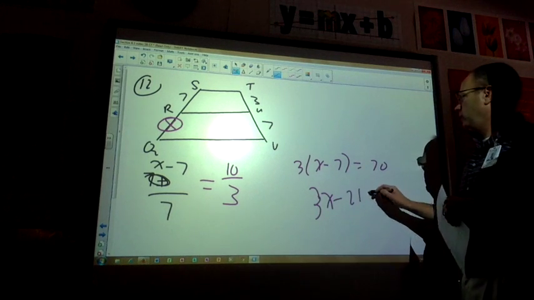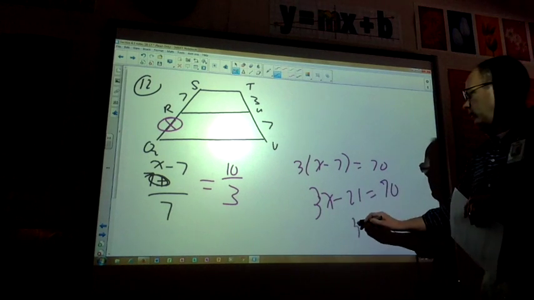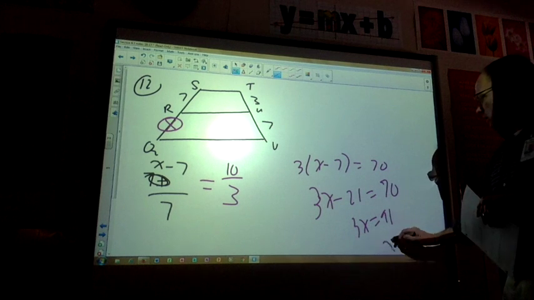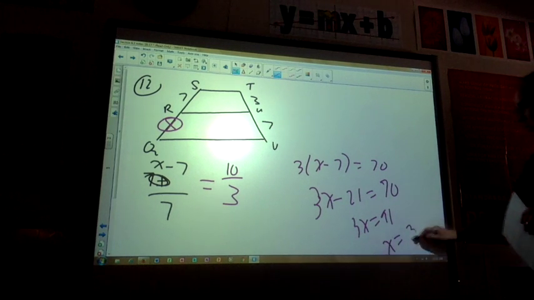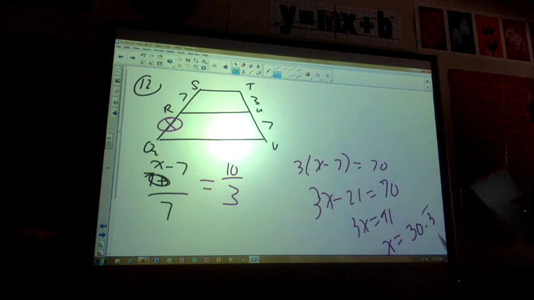3x minus 21 equals 70. 3x equals 91. X equals 30.3 repeating. Is that right? Is that what they said the answer was? 49 over 3. Oh, I can tell you. Okay, so what I did was I did x over 7 equals 7 over 3. And then I cross multiplied and got 3x equals 49. And then divided by 3 and got x equals 49 thirds.